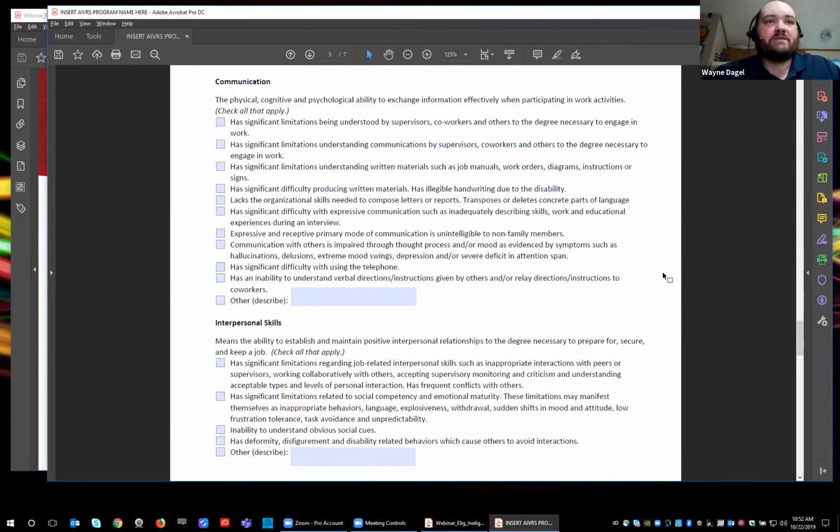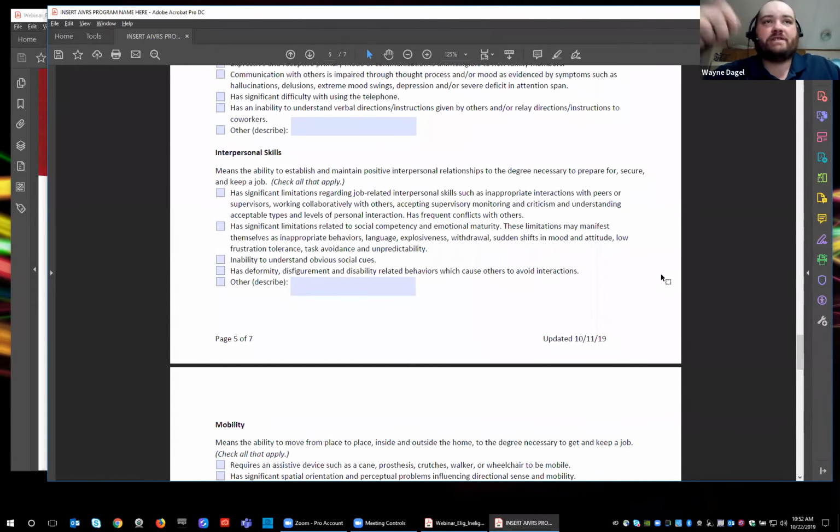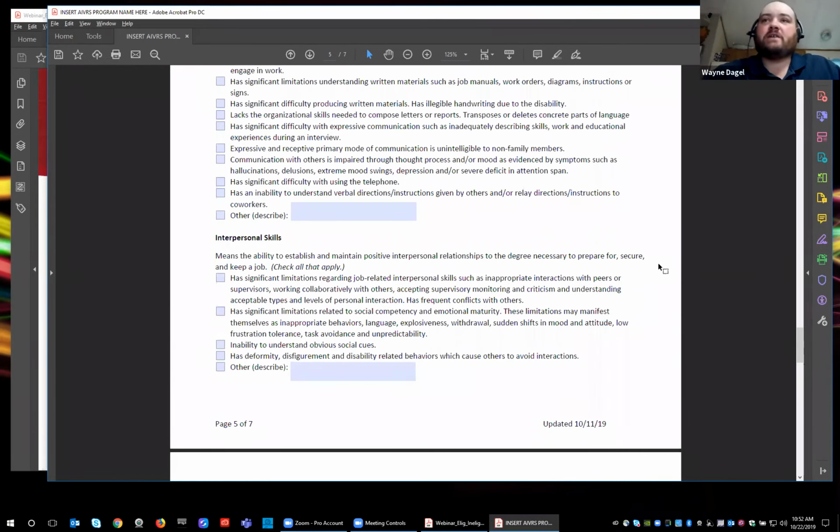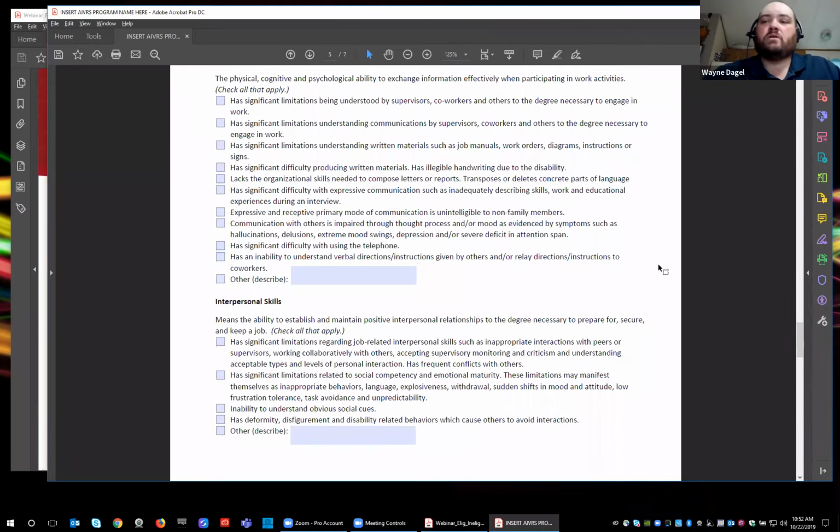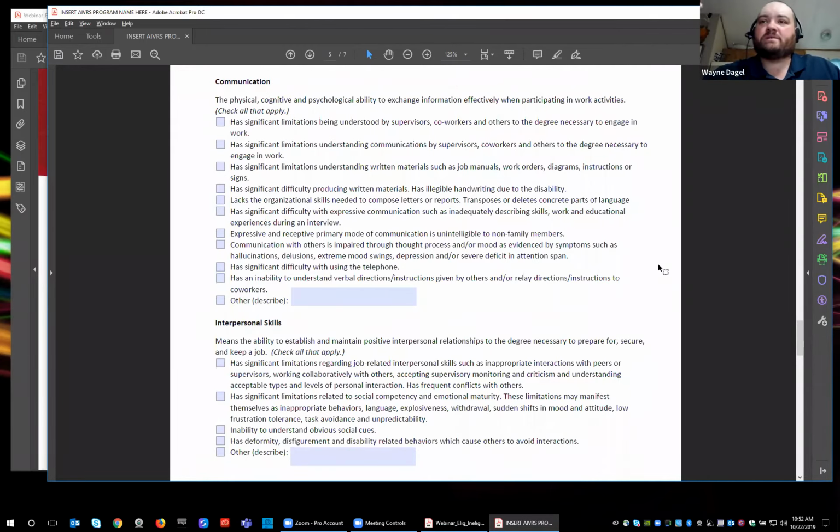Moving on to the next one. Do they have significant limitations understanding communications? Check it. That's how you use the form. You just go through and look at all the things that the individual has presented to you or that you have observed in your interactions with that consumer, and you check it. At the end of the list, you can go back through and start looking at how you're going to address those barriers and limitations in your determination of eligibility and in your service provision when you complete the certificate of eligibility.